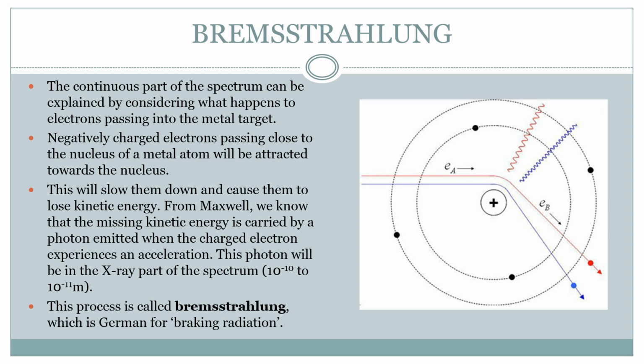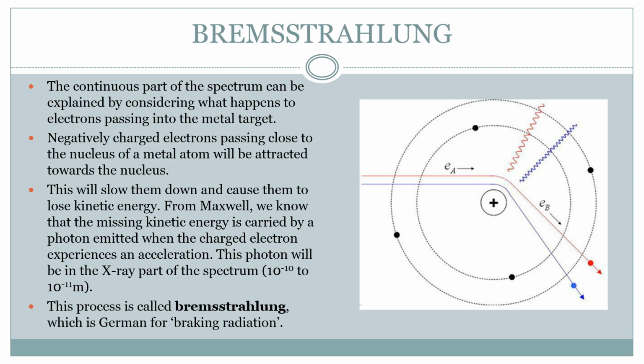You can see that on the diagram to the right. Now, as they get attracted towards the positive nucleus, they'll slow down, as well as change direction, and this will cause them to lose some of their kinetic energy. Now, from the work of James Clerk Maxwell, which we looked at earlier, we know that when a charged particle experiences acceleration, it will lose energy in the form of electromagnetic radiation, or in this case, a photon. So what's happening here is the missing kinetic energy for these electrons that slow down and change direction is carried off in the form of an X-ray photon.